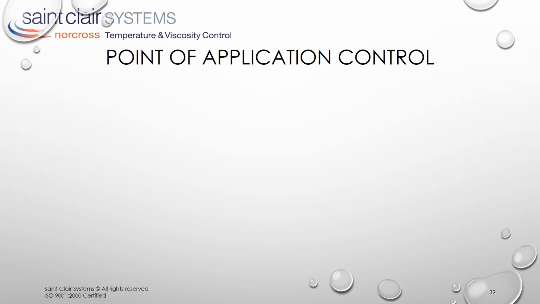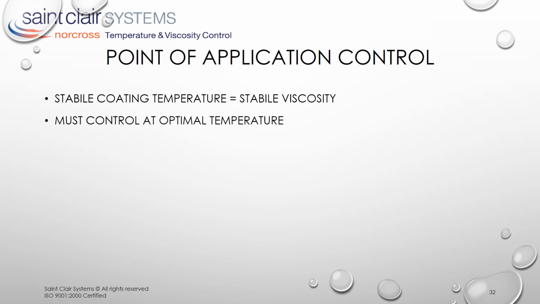In each of these cases, it is clear that stabilizing the process requires controlling the temperature of the coating at the point of use. Though the approach for each is unique, the end result is the same. Stabilizing the coating temperature stabilizes its viscosity and helps us to bring the process under control. It is just as important to control the temperature at the optimal value. Often, with modern coatings, that optimal value is in the middle of the ambient temperature range.